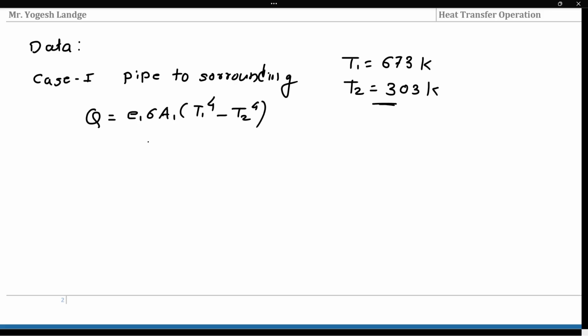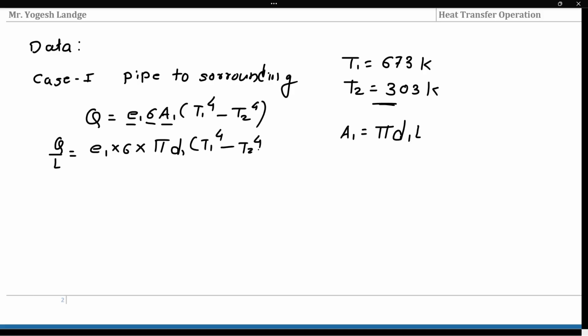Now emissivity is given to us. Sigma is the Stefan-Boltzmann constant. Area: what is the area? Area of the inner pipe. Initially, the surface area is pi into D1 into L. So we need to find with respect to the length, so Q by L is to be found. So we can write E1 into sigma into the area, pi into D1 into L, already taken here, into T1 raised to the power 4 minus T2 raised to the power 4.